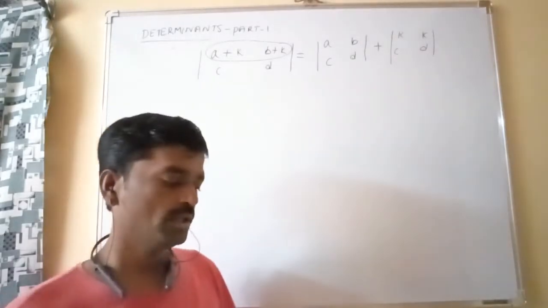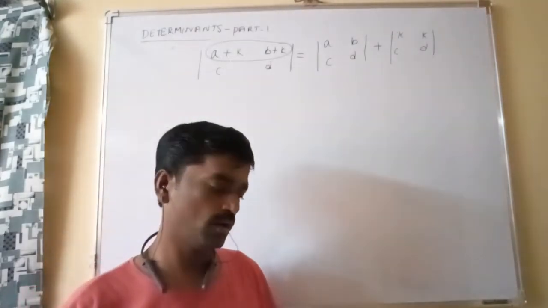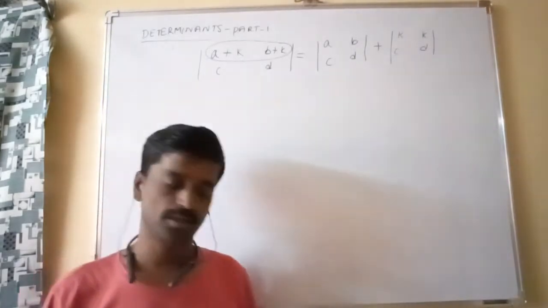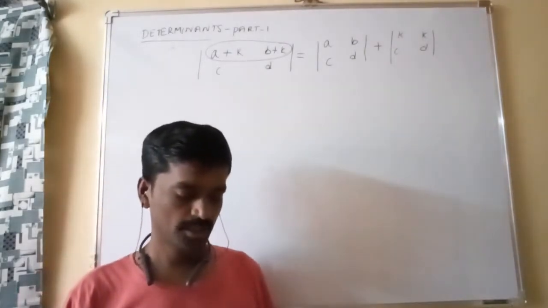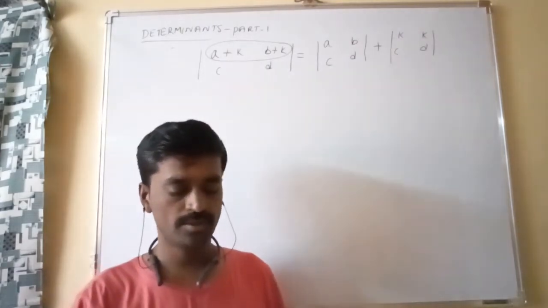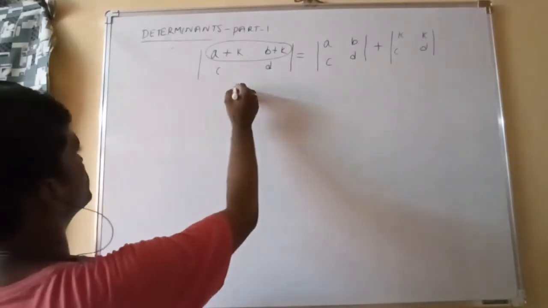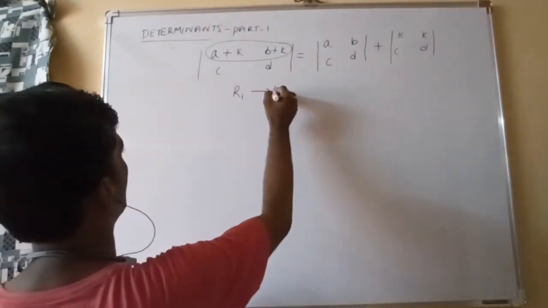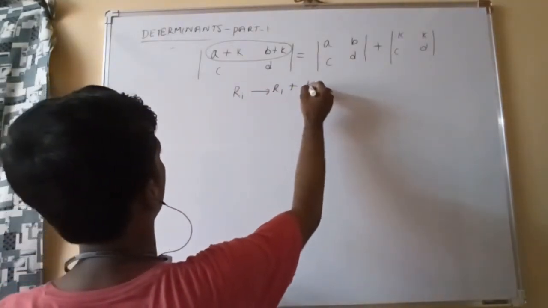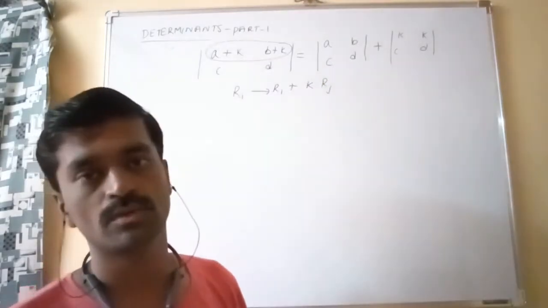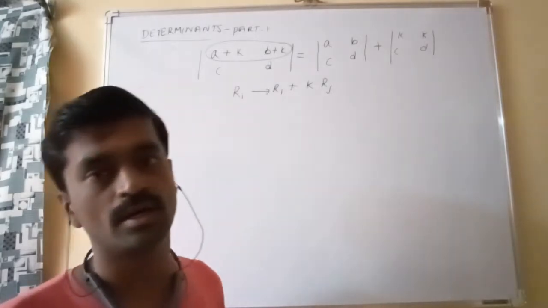Next, if each element of a row or column is equal to 0, then the value of the determinant is 0, already discussed. Next property, the value of the determinant is unchanged if we apply the row operation like Ri goes to Ri plus k into Rj. Like R1 goes to R1 plus 2R2, R1 goes to R1 minus 3R2, etc.